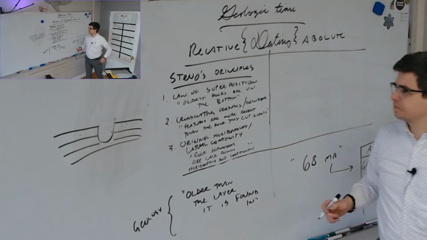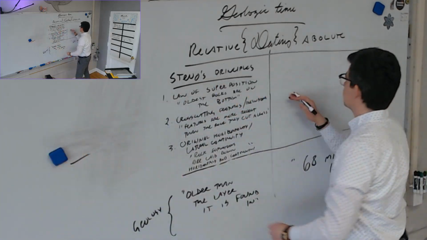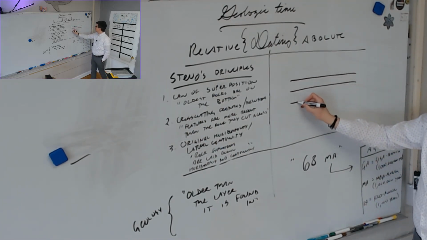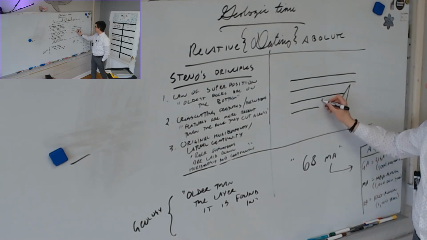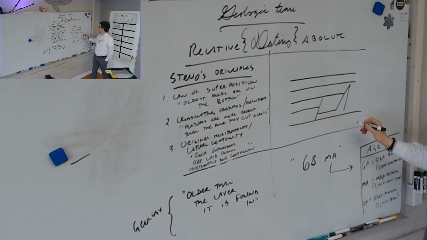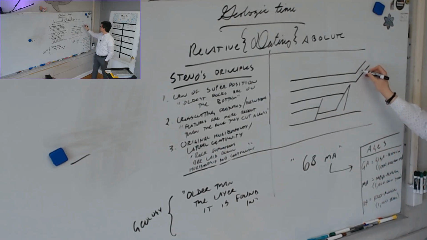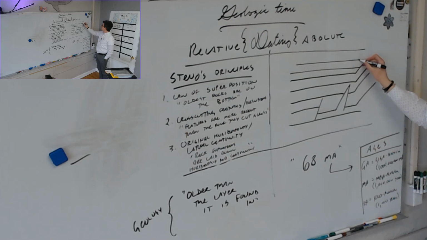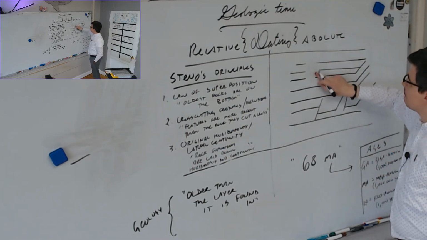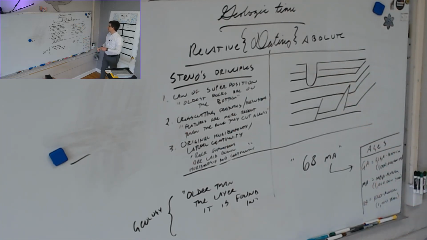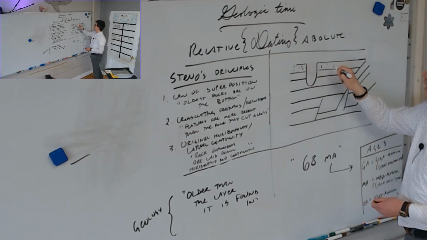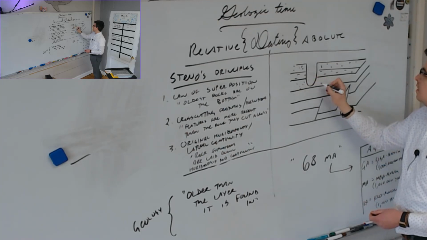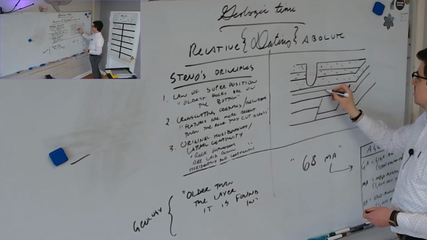On your test, you'll get a sequence. I'm just going to draw it over here and then we'll erase it and do the absolute one. You'll get a sequence like this. So I have this sequence here. Let's say this one's sandstone. It doesn't really matter what kind of rock they are. But let's say that one's sandstone, this one's shale, this one's sandstone also. This one we could say is limestone.